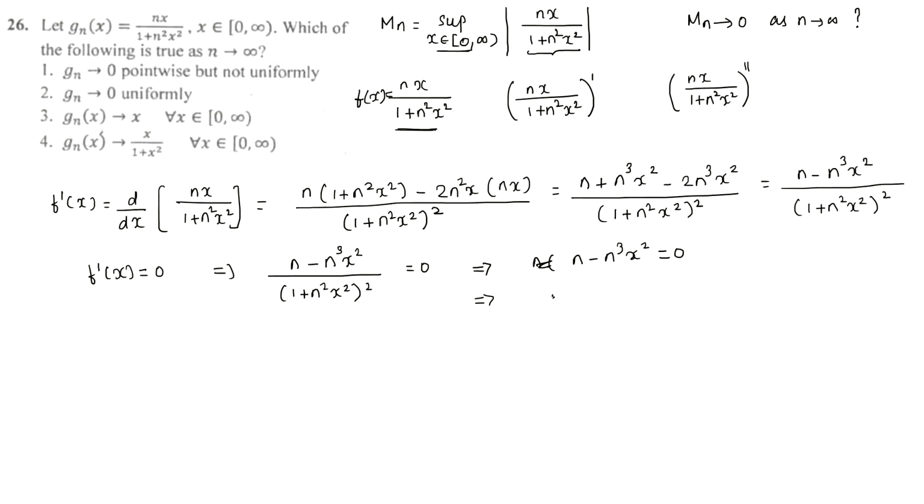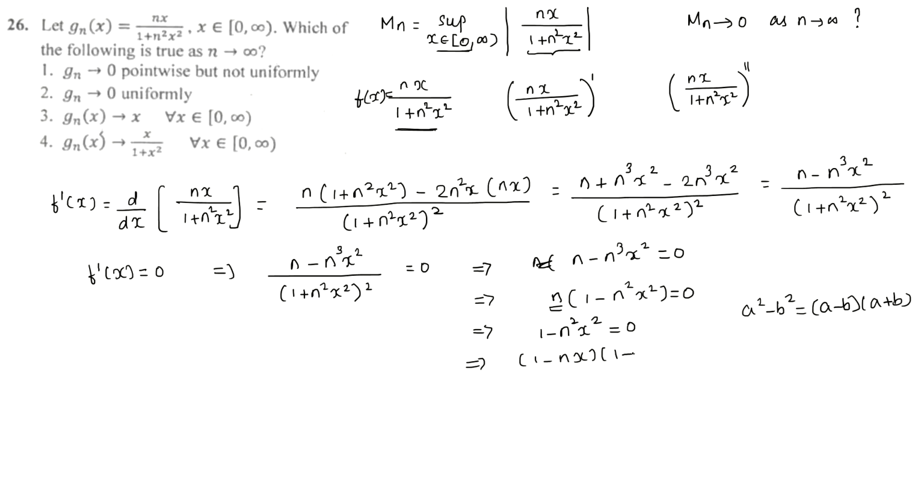This implies n into 1 minus n square x square equal to 0. As n is a natural number, it can never be equal to 0. Therefore, we have 1 minus n square x square equal to 0. Now using a square minus b square is equal to a minus b into a plus b, this can be written as 1 minus nx into 1 plus nx equal to 0, and this gives x is equal to either 1 by n or x is equal to minus 1 by n.